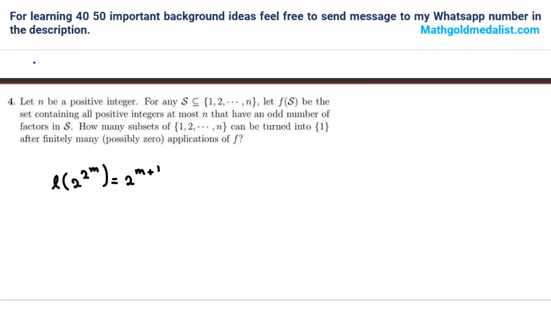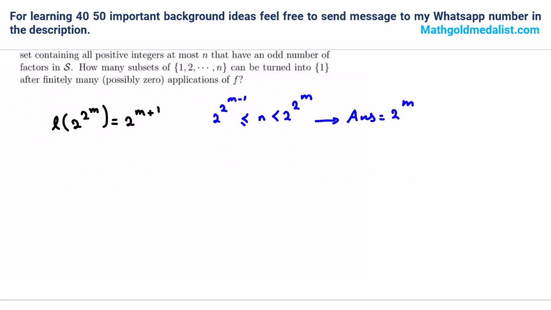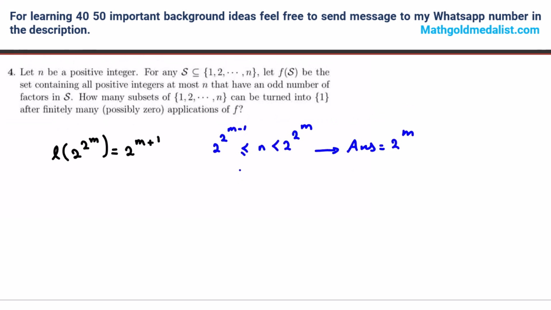So is it just, for x between 2 raised to 2 raised to m minus 1 and 2 raised to 2 raised to m, it's 2 raised to m? For n less than 2 to the m and greater than or equal to 2 to the m minus 1, the answer is what? Answer is 2 to the m. Exactly. We proved this.